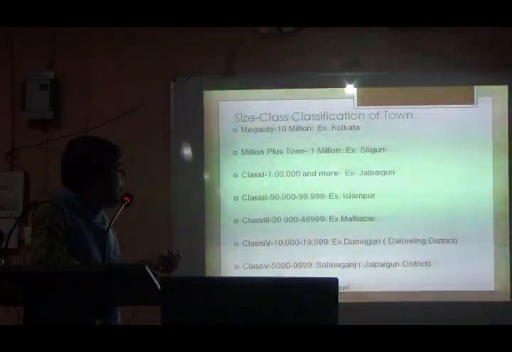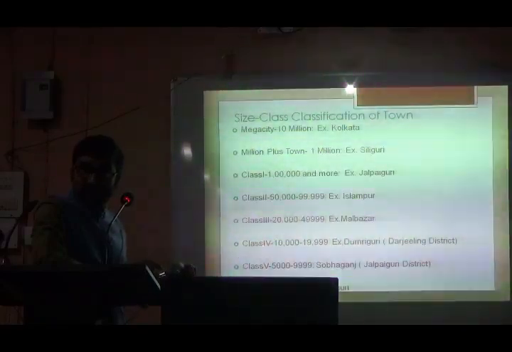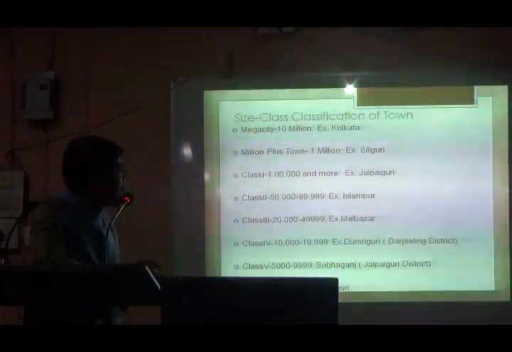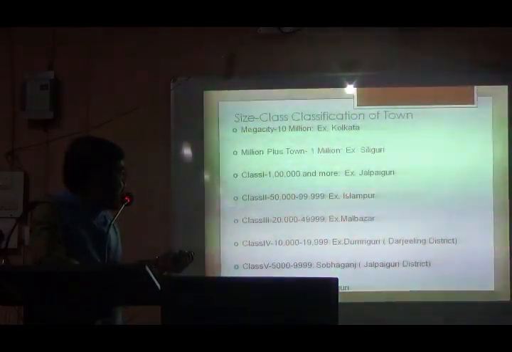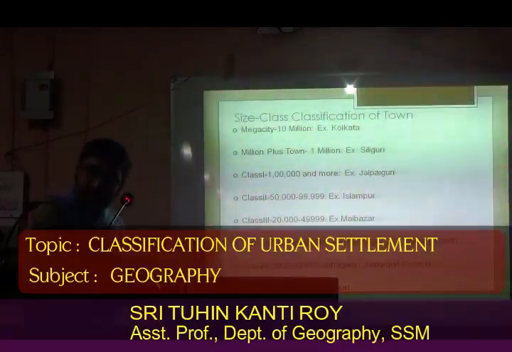Class 1 to class 6 are the other categories in this size class distribution. And respective examples from Darjeeling district or Jalpaiguri district are incorporated here.